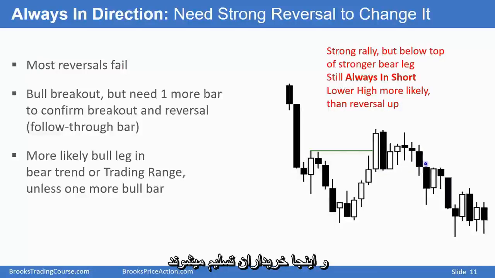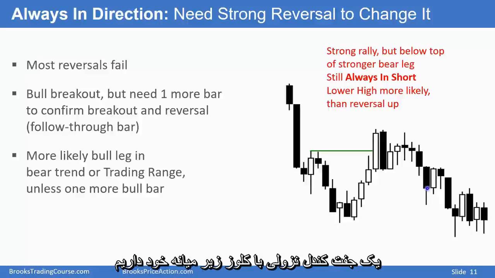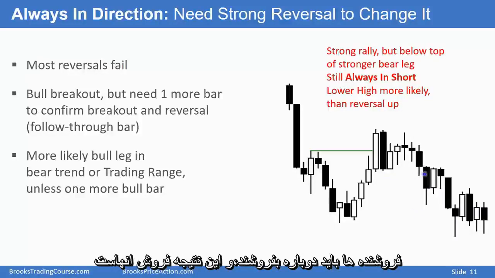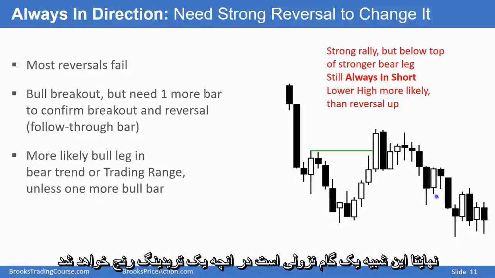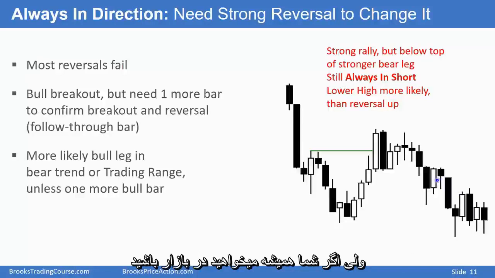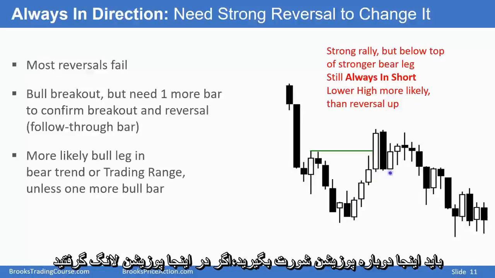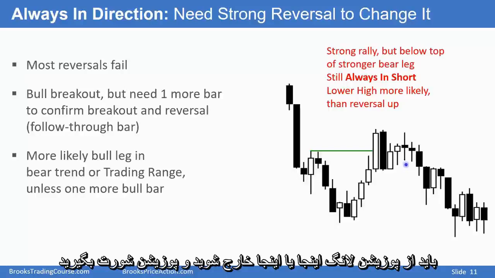And here, the bulls gave up. We have a pair of bear bars closing below their midpoints. The bears have to get short again, and this is where they get short here. Ultimately, this looks like a bear leg in what will become a trading range. But if you always have to be in the market and you get out of shorts here, you have to get short again here. And if you get long here, you got to get out of your long there or here, and you got to get short.